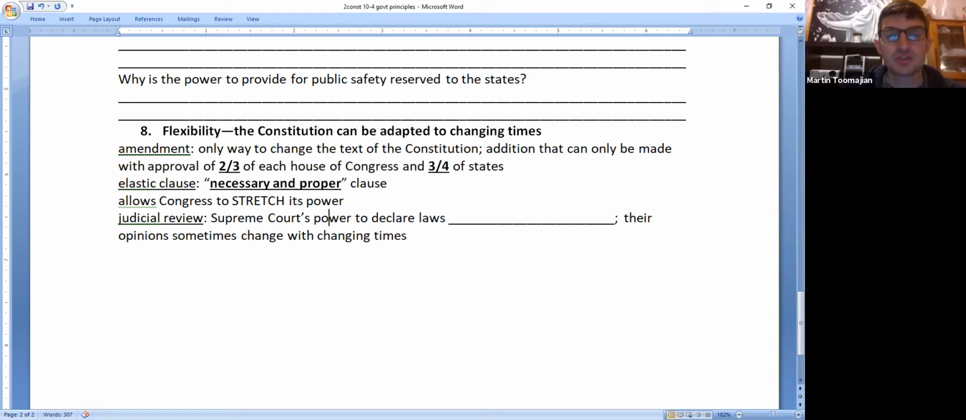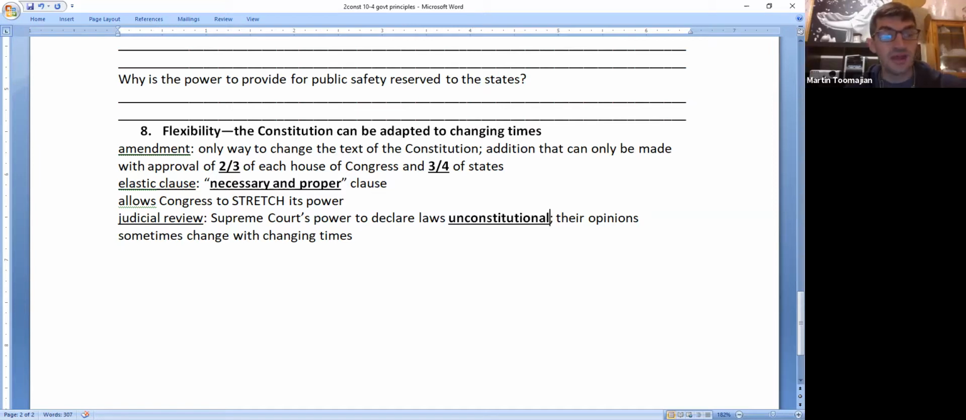And finally, we've got judicial review. The Supreme Court's power to declare laws unconstitutional and to interpret the Constitution differently over time. The most obvious example of this is the 14th Amendment. The 14th Amendment says that all people are entitled to equal protection of the laws.